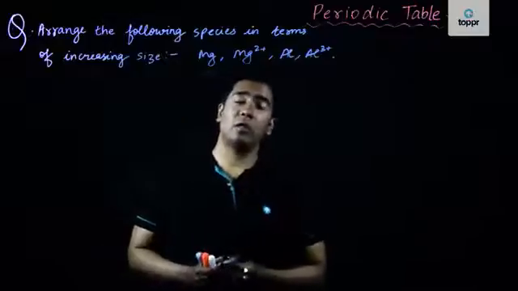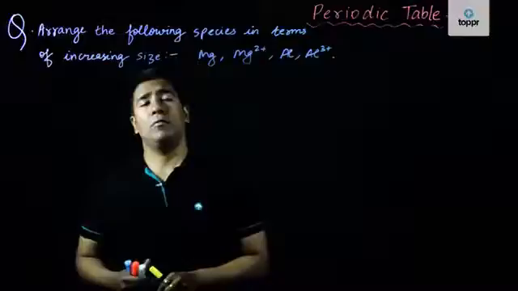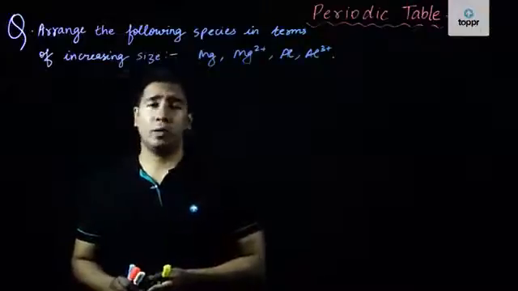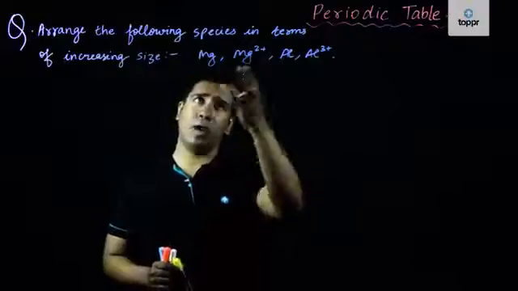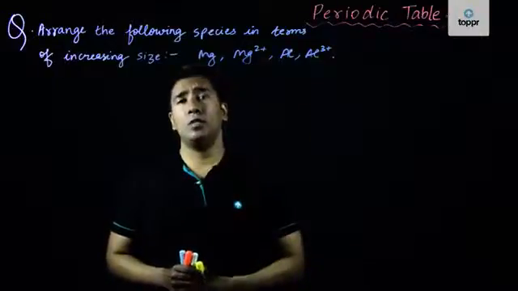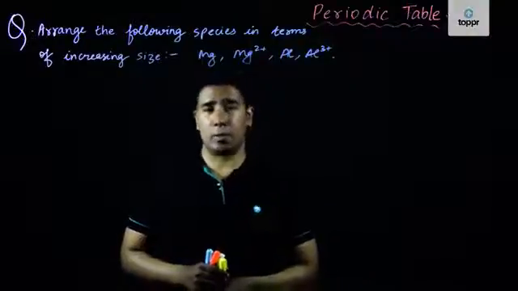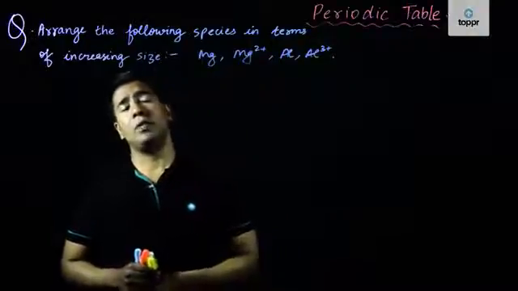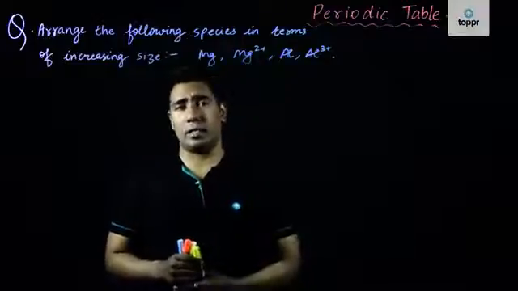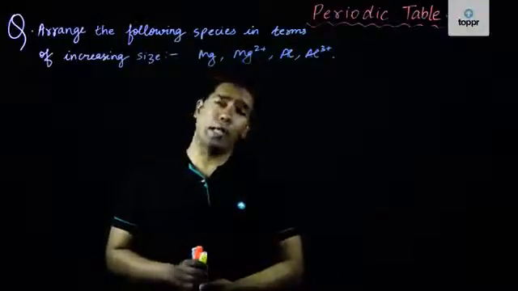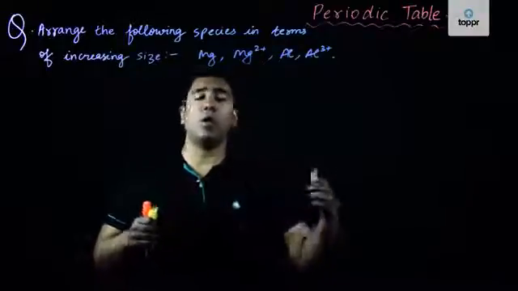Friends, here I have got a question for you which is related to the atomic and ionic size, which you need to solve on your own. So the question here is as follows. Here we have been given 2 atoms and 2 ions, and we need to arrange all of them in terms of their increasing atomic size. That is, starting from the least size to the largest size. You need to arrange all these atoms as well as ions, all 4 of them, in a particular order.